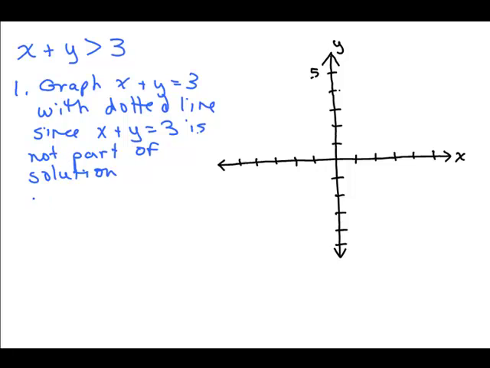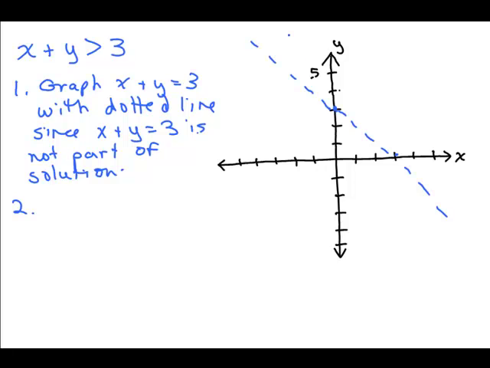Now, how you decide to graph that, that's up to you. You could use the x and y intercept method. You can solve for y and put it in slope-intercept form. You can make a table of ordered pairs. Lots of ways to graph x plus y equals 3. So get out your own graph paper and graph the line x plus y equals 3, but remember to use a dotted line because that's not part of the solution.